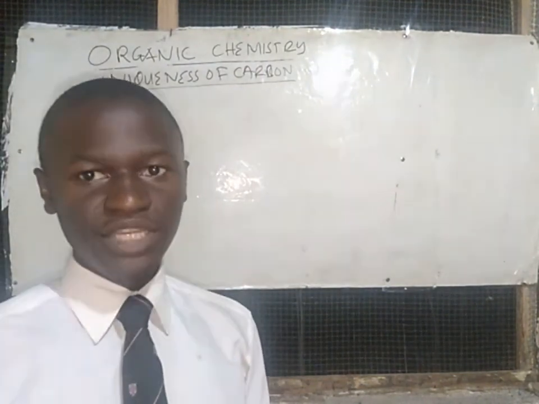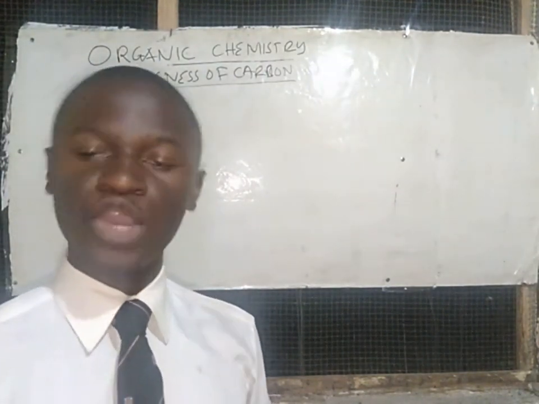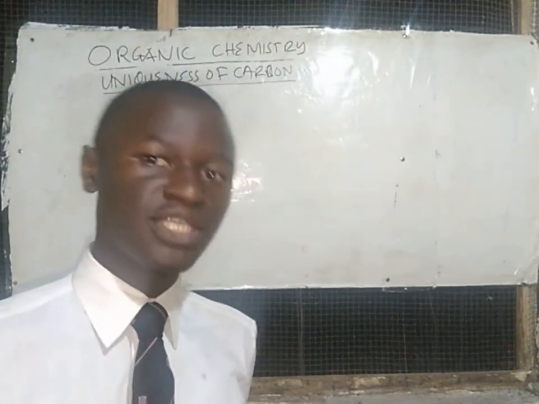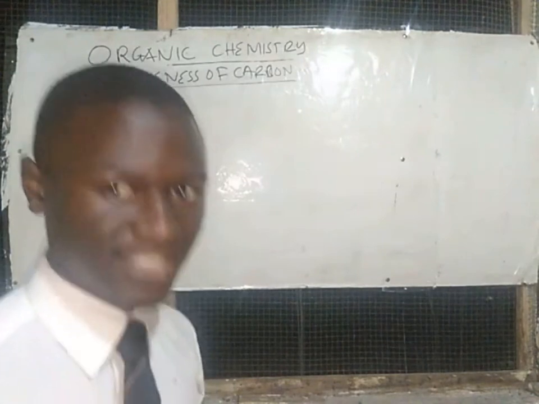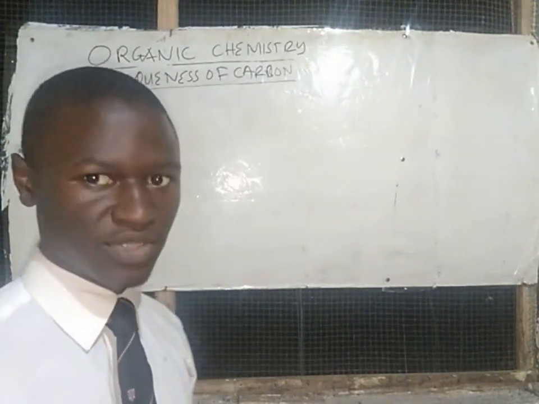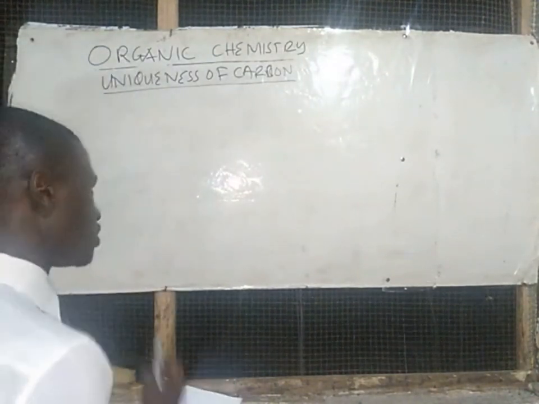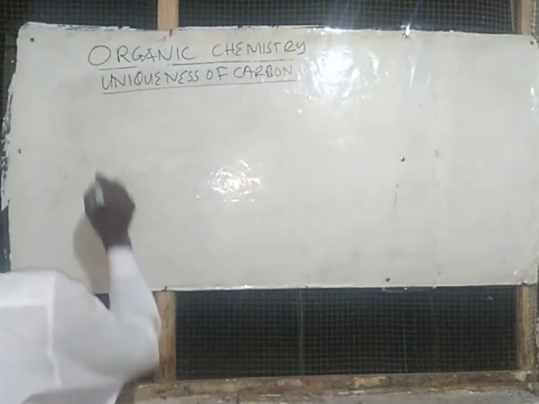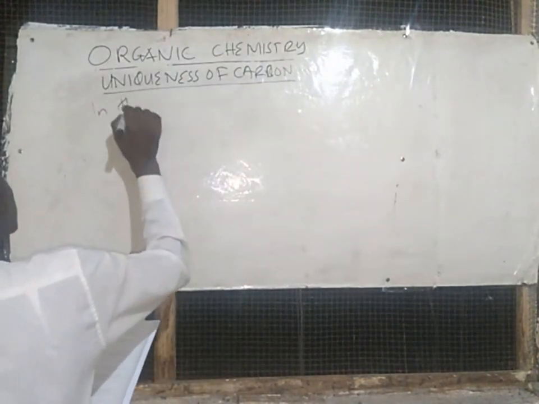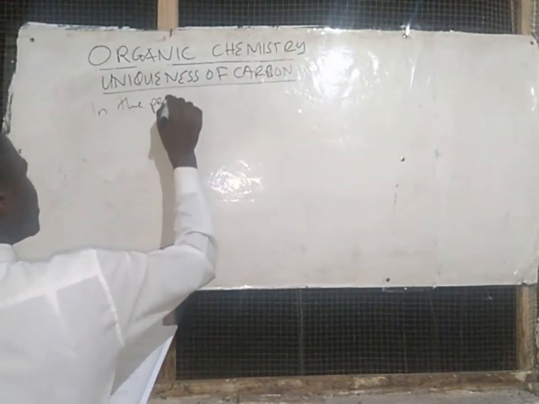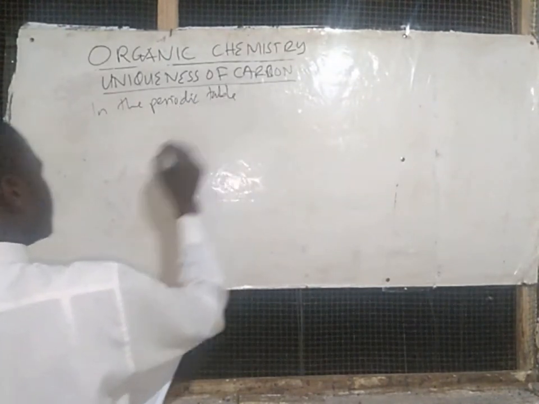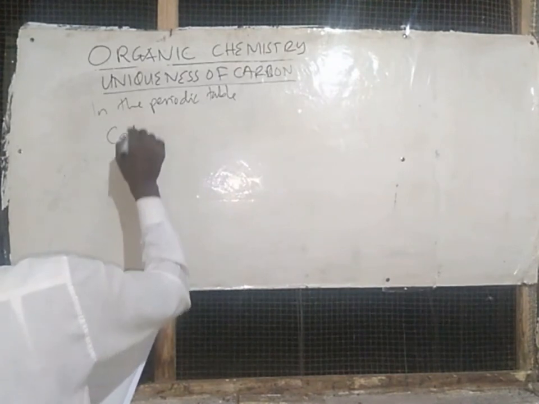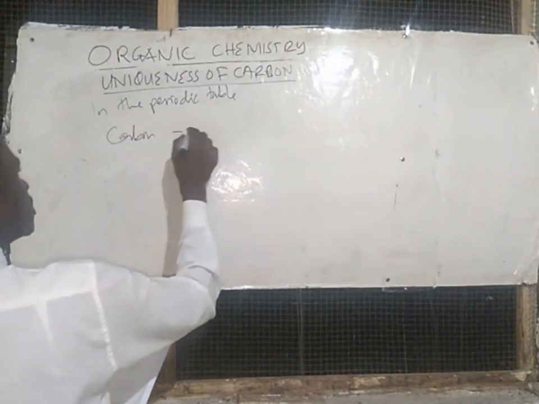Now, if you have studied inorganic chemistry, I hope you know that carbon is the group 4 element. So let's start with inorganic chemistry first, or the position of carbon in the periodic table. In the periodic table, carbon is group 4.